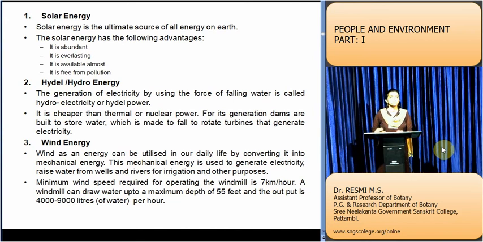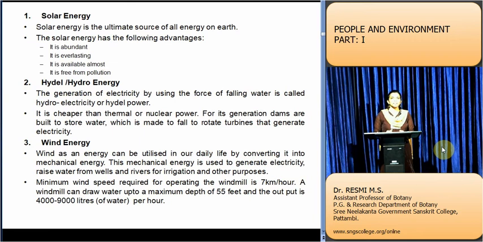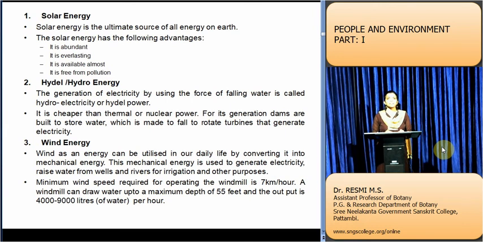For its generation, we commonly use dams. And then wind energy; in Tamil Nadu, the Kalpakkam area, we are very familiar with it, and occasionally we see wind energy. It is utilized in our daily life by converting wind energy into mechanical energy, and this mechanical energy is used to generate electricity, raise water from wells and rivers, and for irrigation as well as other purposes.